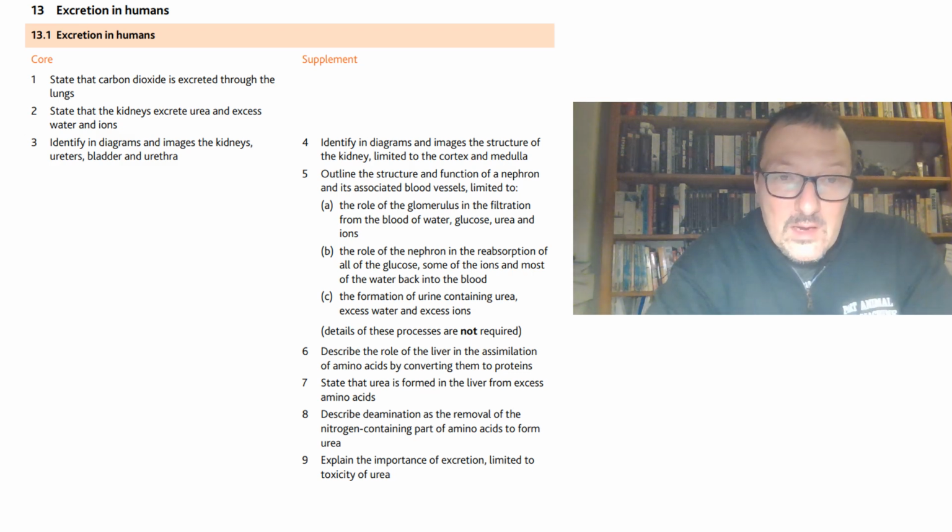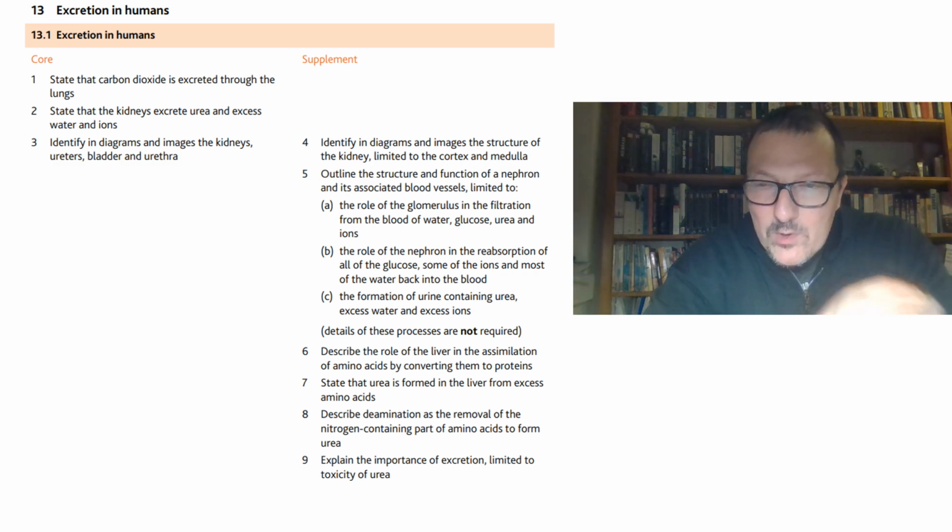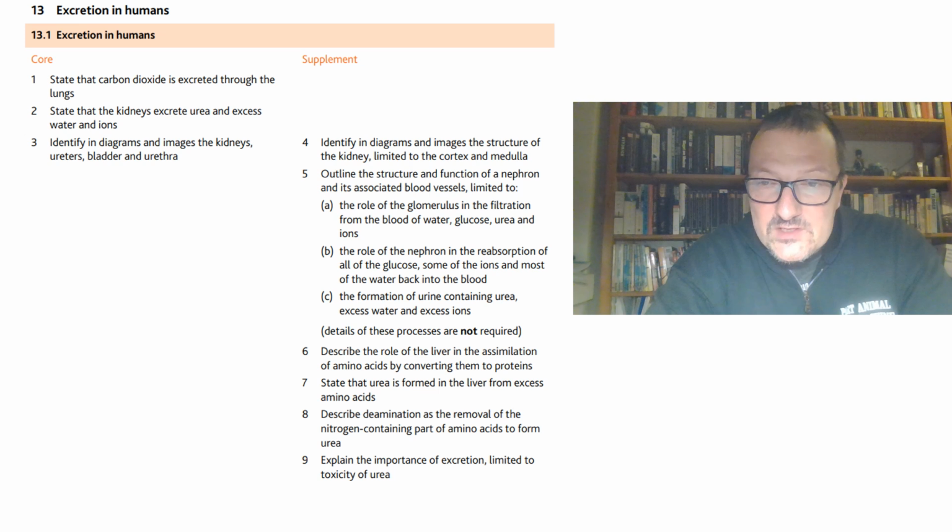Because in core, you only need to know that CO2 is lost through the lungs, that the kidneys excrete urea and excess water and ions, and that you can point out where the kidneys, ureters, bladder, and urethra are on a diagram. While when we go into extended, we have to understand way more about the actual function of the kidneys, how filtration and reabsorption happens, how formation of urine happens.